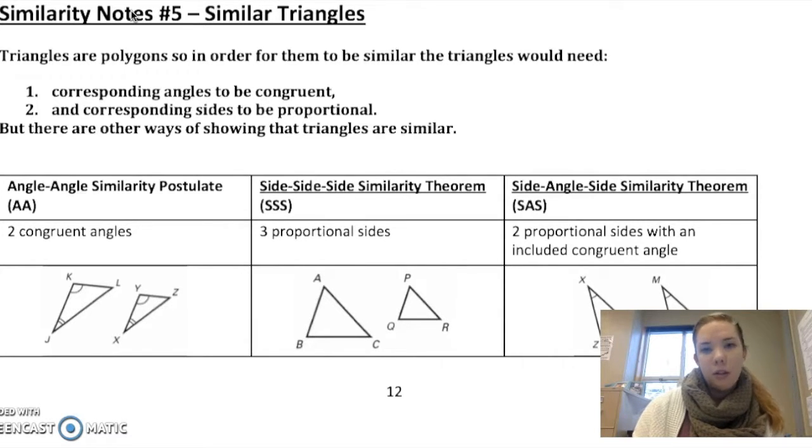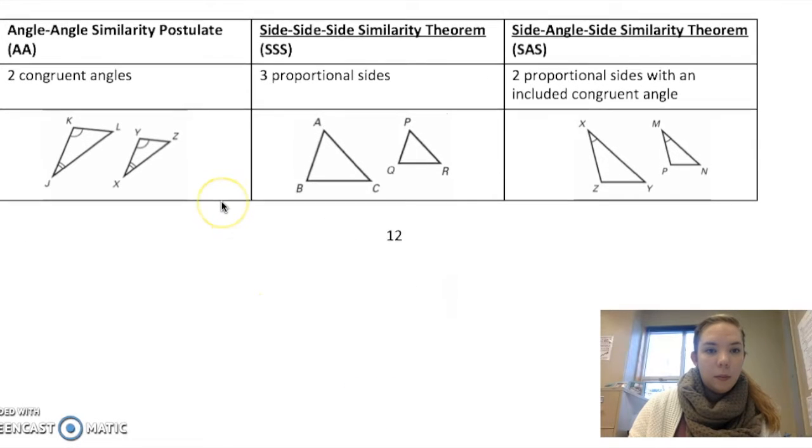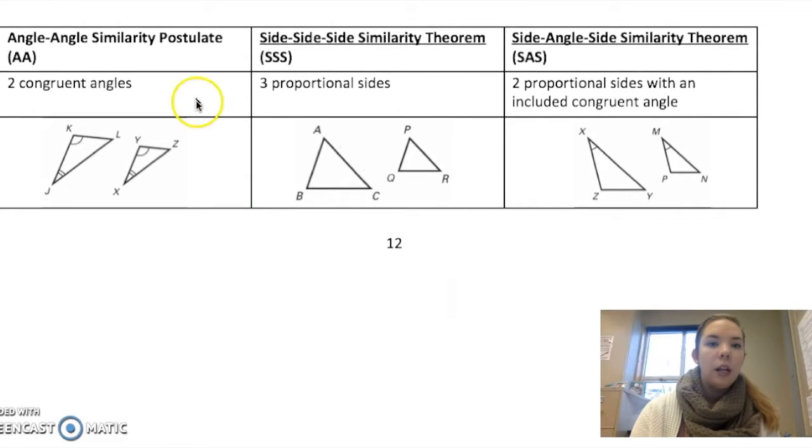But we have some other ways to show that triangles are similar without having to show all of the angles or all of the sides, just kind of like how we had some congruency theorems, we have some similarity theorems. So the most common one is the angle-angle similarity postulate, which means as long as you have two congruent angles, you can find a third one. We know they add to 180, so these third angles would all have to be the same. And if all the angles are the same in a triangle, then they are similar.